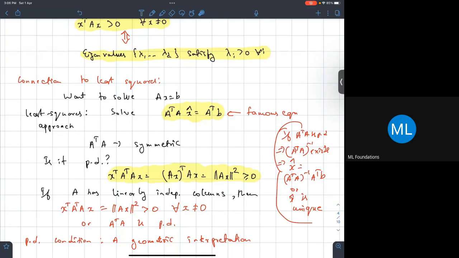All right. So now the geometric interpretation of this business of positive definiteness. Until now, if you have any questions about any interpretation, I'll be happy to take questions.